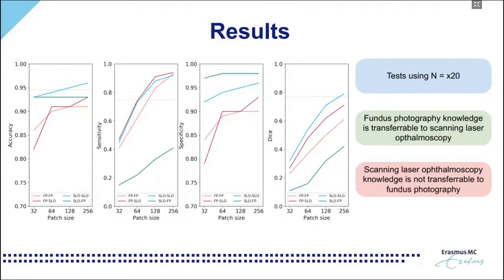Finally, regarding the quantitative results for the cross-modal evaluation, we can observe how models trained and tested on the same modality perform similarly to individual datasets. Moreover, the model trained on Fundus and tested on SLO has also a good performance. But the same cannot be said for the opposite case. The model trained on SLO and tested on Fundus Photography has especially poor sensitivity.